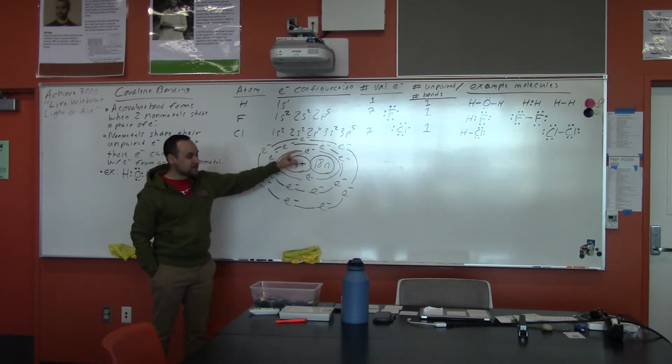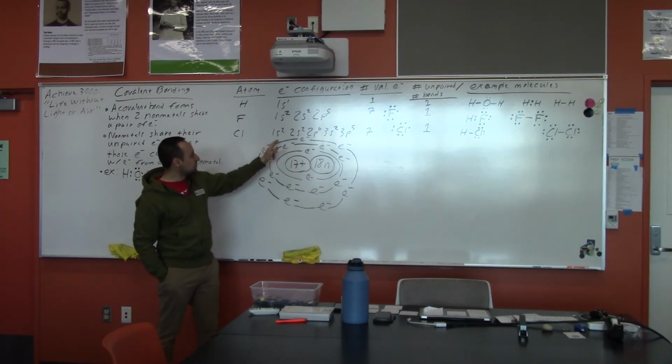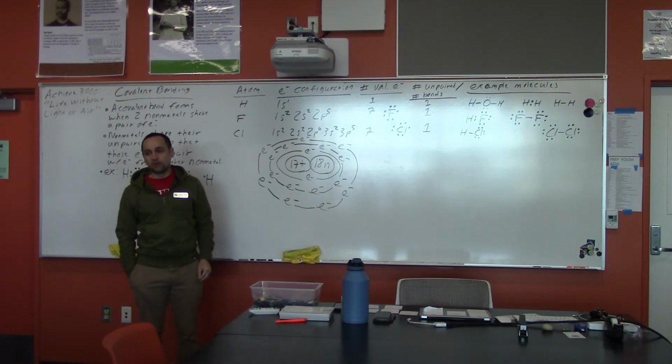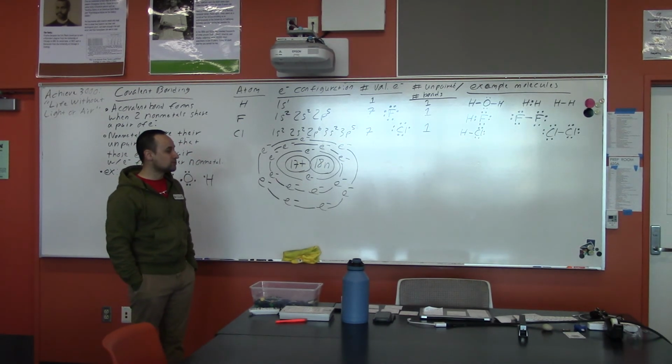First shell can take 2 electrons. Second shell can take up to 8 electrons. Third shell can have up to 8 electrons. And that's how we'll think about it, okay? For our purposes, that's correct.